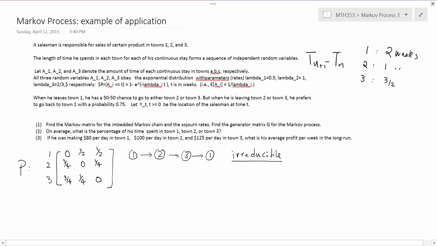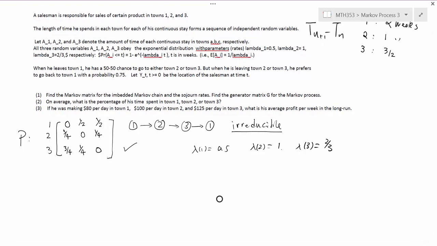Okay. Now look at the first question. Find the Markov matrix for the embedded Markov chain. So this is done. And find the sojourn rates. We know that lambda 1 is 0.5, lambda 2 is 1, and lambda 3 is 2/3. So when this data is given, the Markov process is determined. Now we can find the generator matrix G.